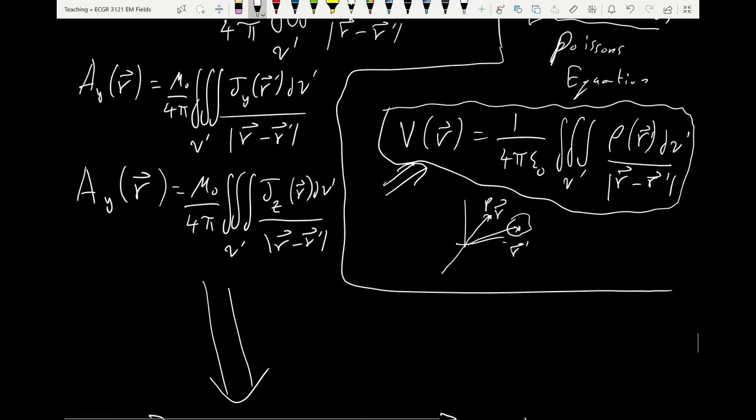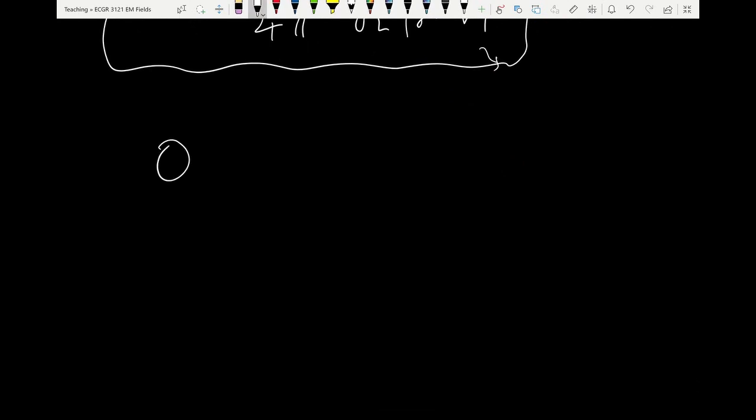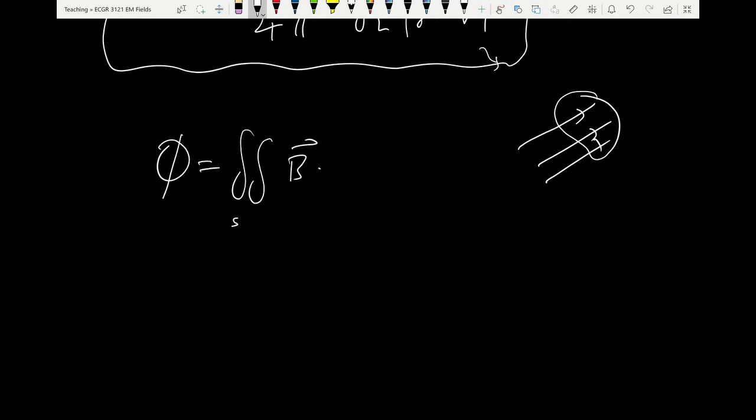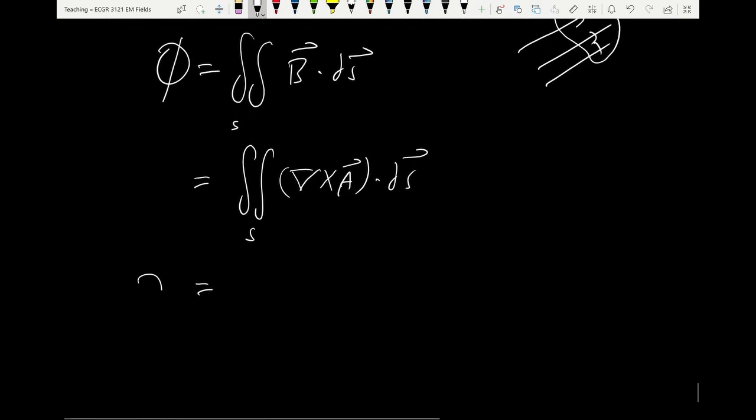The final thing I want to say about A is this. Remember the total flux going through a surface? Total flux, we said, is just the surface integral of B dot dS, right? We also can find the total flux in terms of A. It's an application of Stokes' theorem, because B is now curl A dot dS. This is the surface integral of a curl, so the total flux becomes just the contour integral, the path integral of A dot dl.